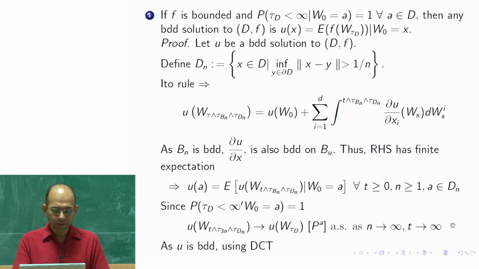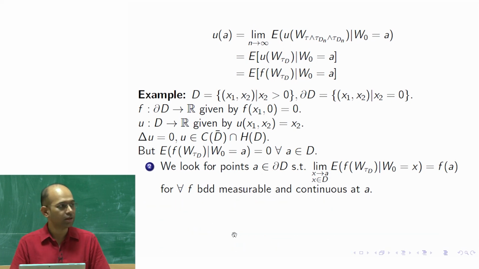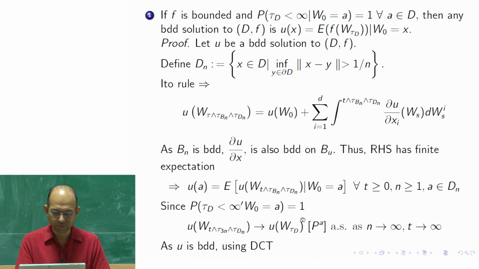Almost surely as n tends to infinity, t tends to infinity. So, now we would use the dominated convergence theorem. Why? Because here u is bounded, as we started with a bounded solution, so we take advantage of that. We have a sequence of bounded random variables, since u is bounded, which converges almost surely. Now, our goal is that the sequence of expectations will also converge to the expectation of the right hand side.